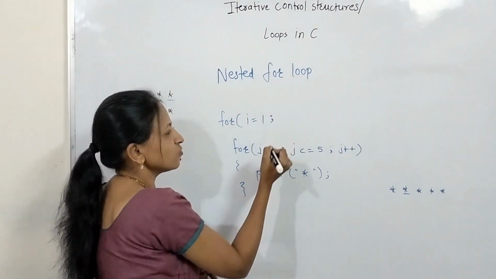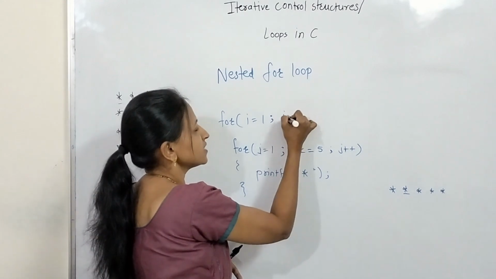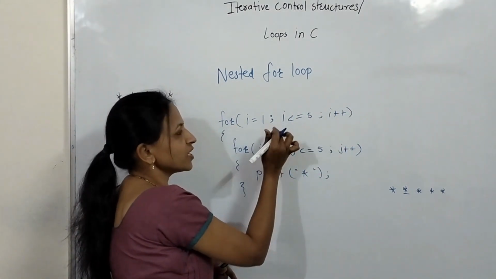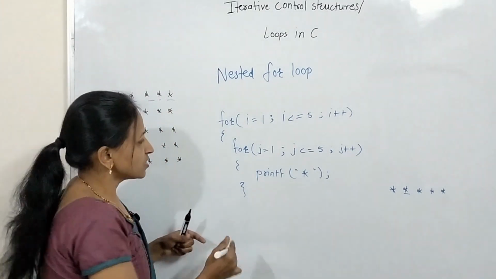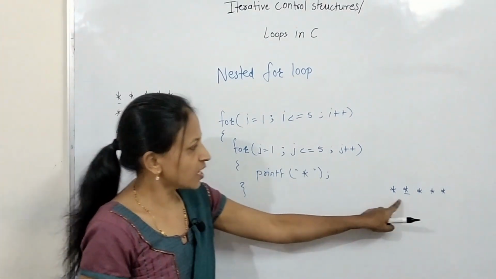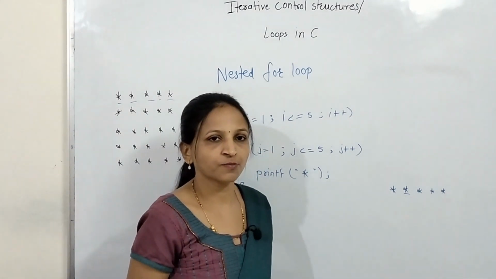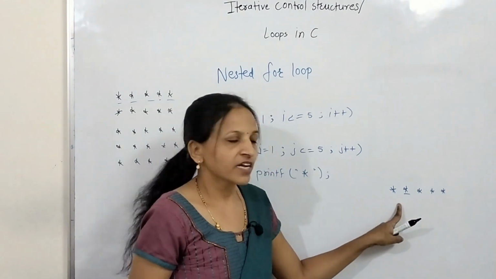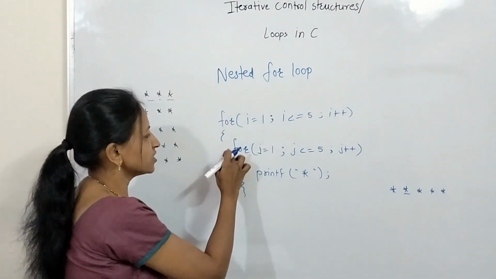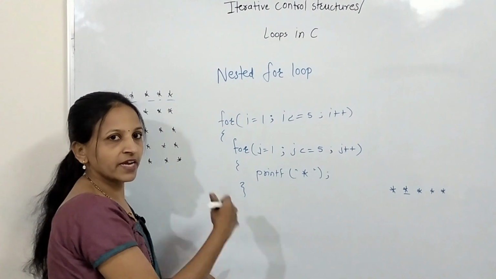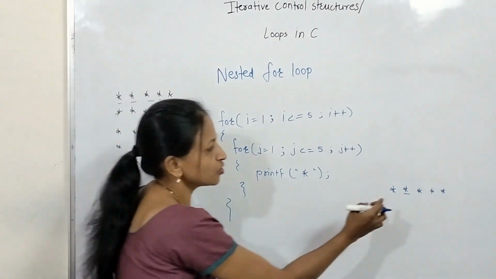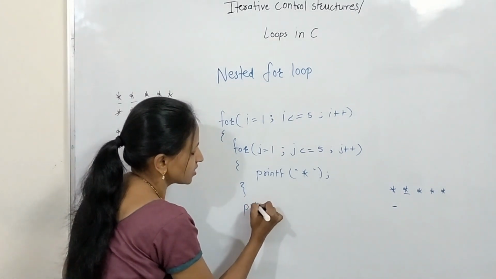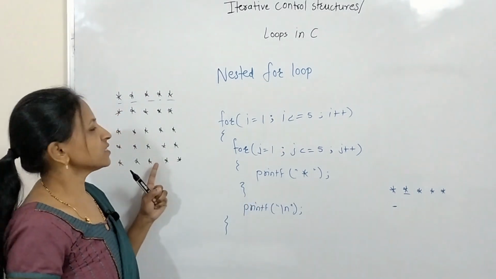I will write the loop like for I equals to 1, I less than or equal to 5, I plus plus. In this way this loop will get executed 5 times. That's why this star pattern will get displayed 5 number of times. But keep in mind, after displaying this we have to go to a new line for the next star pattern. Means for the second execution of this for, the cursor should be on the new line. That's why we will write here printf backslash n.